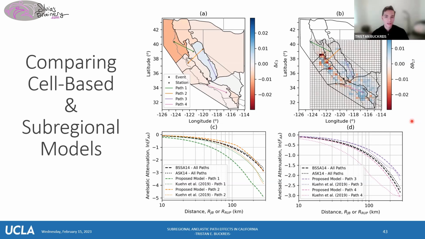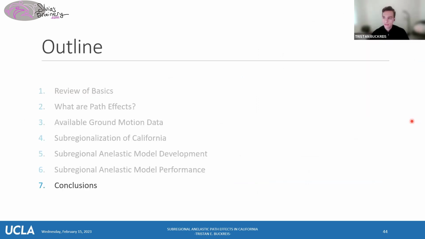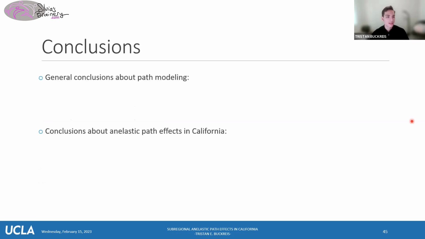Great. So then I think the last thing, I just have a couple of conclusions that I'd like to end on. I have some general conclusions about path modeling, and then some more specific conclusions related to the work that was shown here. So first, with some general conclusions, path models exist on an ergodic non-ergodic spectrum that is a lot wider than the site response or the site effect modeling spectrum.